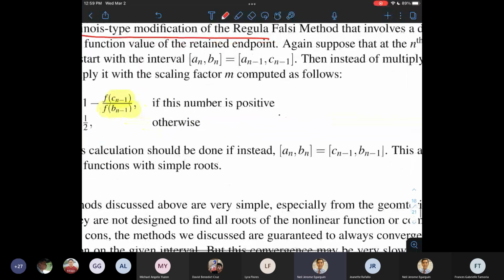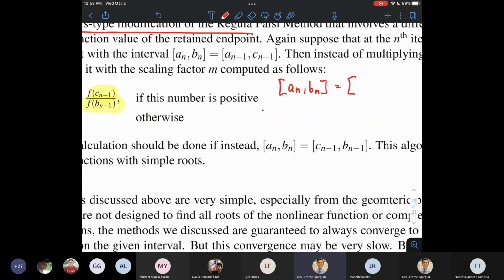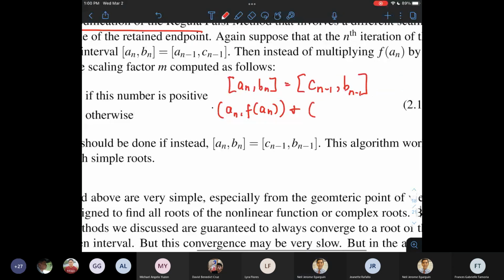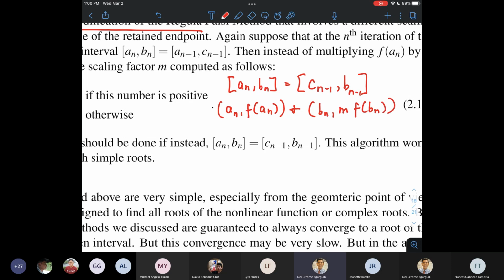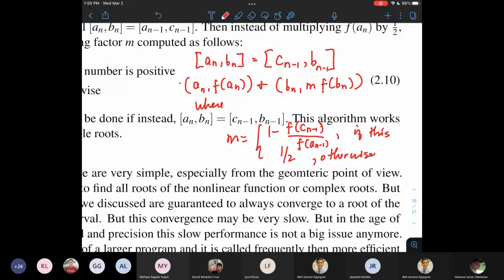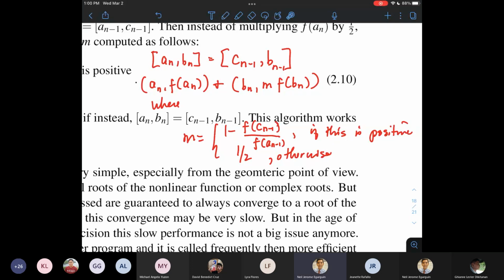Pero kung pabaligtad yan, halimbawa naman ang bago mong interval ay ganito, c sub n minus 1, comma b sub n minus 1. So ang na-retain ay si b, ibig sabihin kukunin mo yung line passing through a sub n, f of a sub n, and b sub n, comma, m of f of b sub n, right, where m is equal to 1/2 otherwise, okay? Tapos ito ay 1 minus f of c sub n minus 1, yung previous value, yung previous estimate, all over f of a sub n minus 1, if this is positive. All right? So m, pang multiply dun sa function value nung na-retain na endpoint.